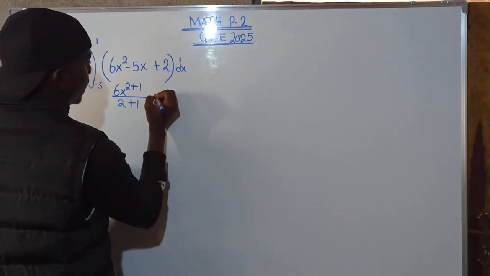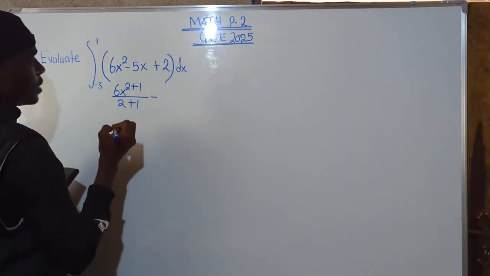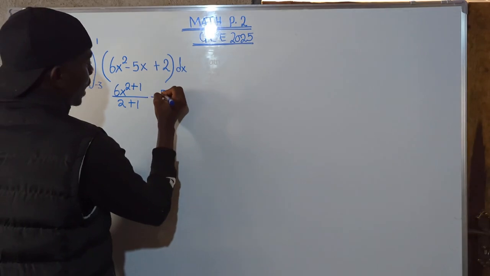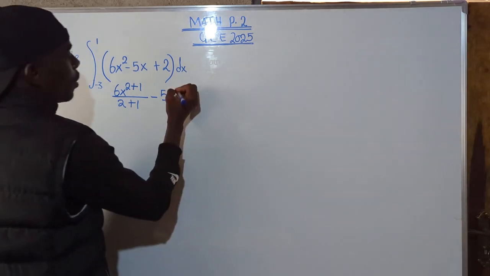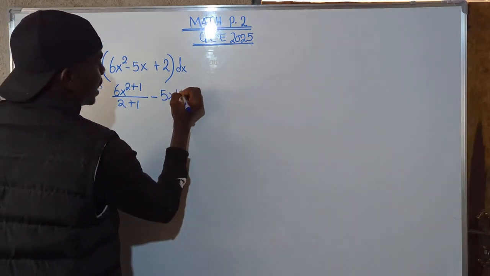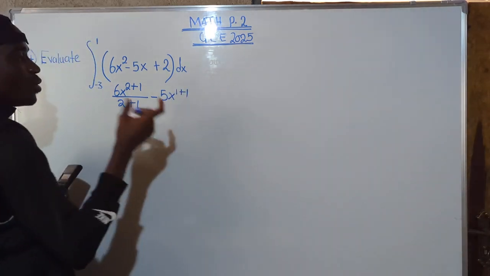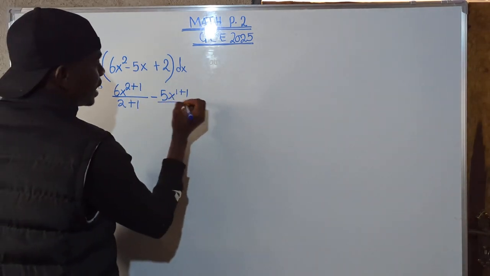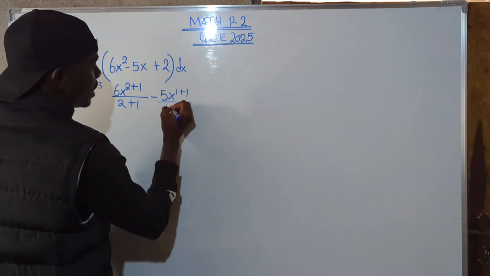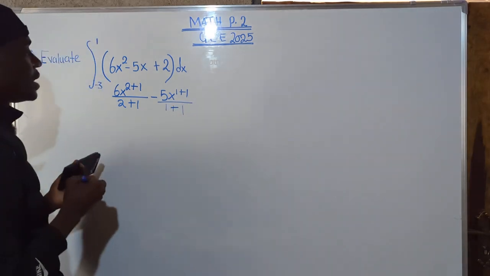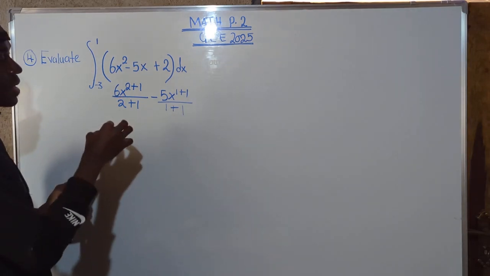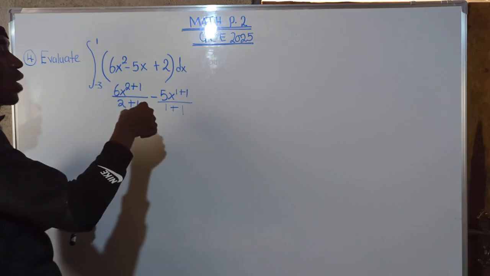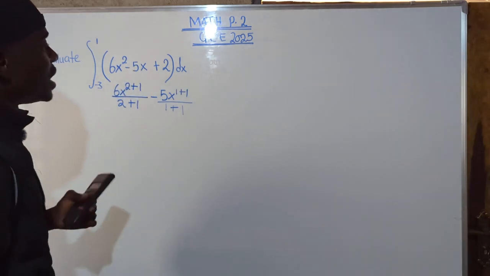Then we are going to say minus, this is going to be 5x. So this is x to the power what? To the power 1. So you add a 1 also. You do the same thing also in the denominator so that it becomes 1 plus 1, right? So this is what you do. Whenever you see x, you add 1 to the power. You do the same also in the denominator.